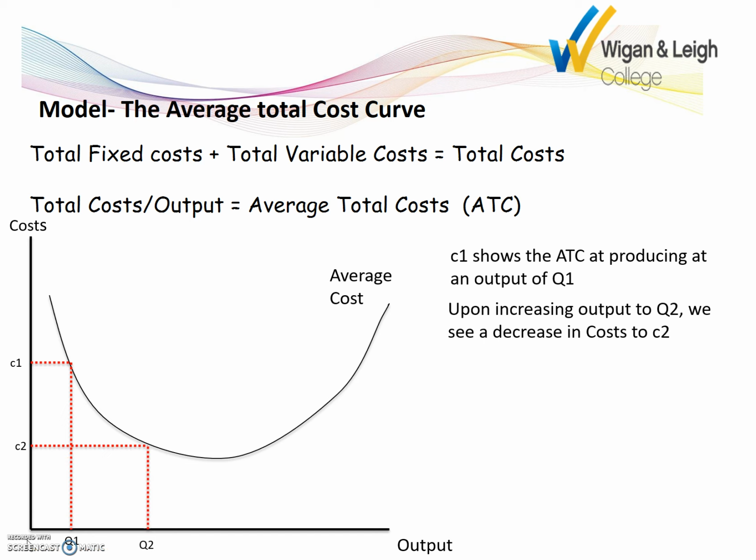Then as we produce more and more within our business, we start to see our costs falling further. Perhaps this could be for various reasons. We'll look at that in another lesson, but it could be that we're buying our raw materials cheaper because we're getting much more of them, or our staff are becoming much more efficient because they're better.